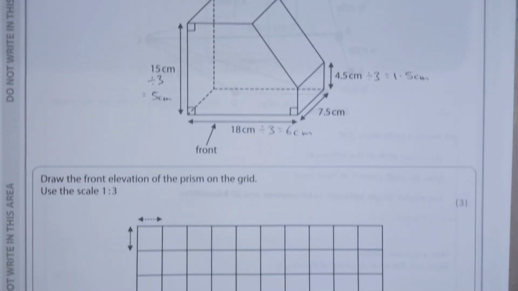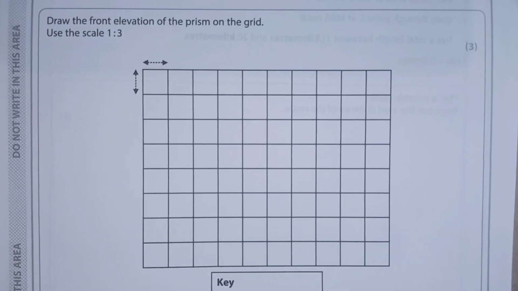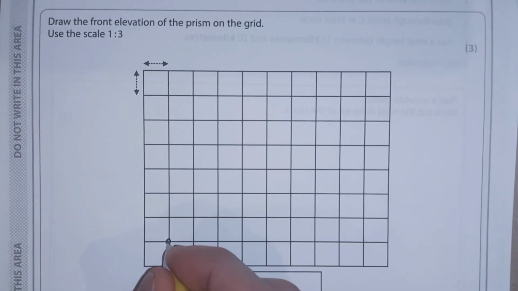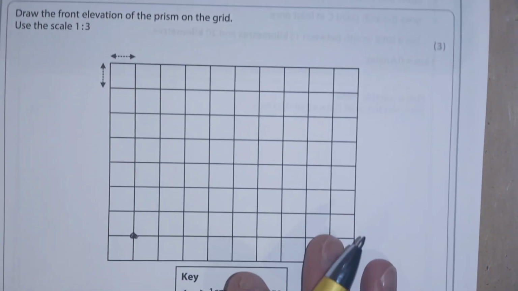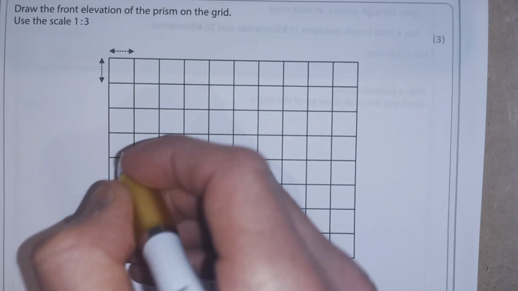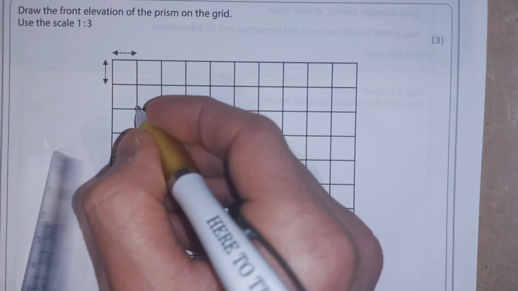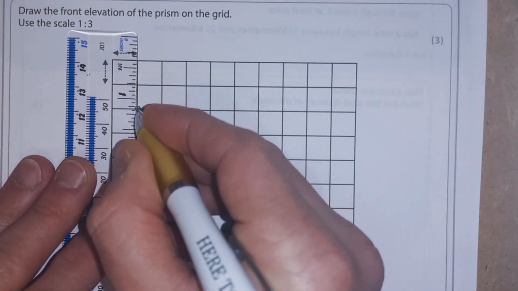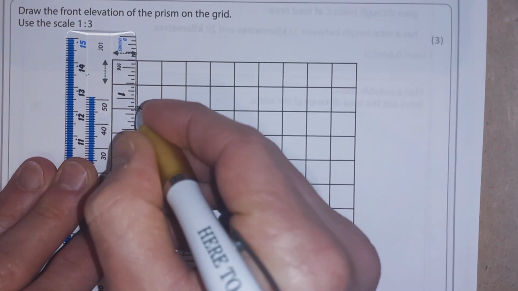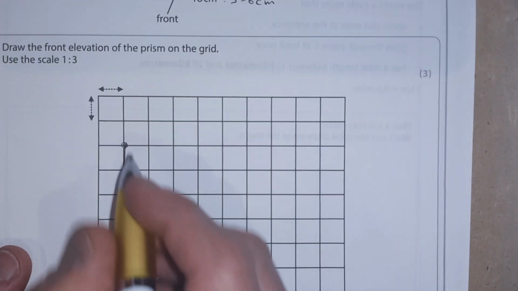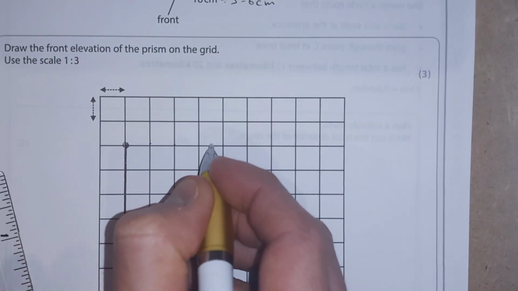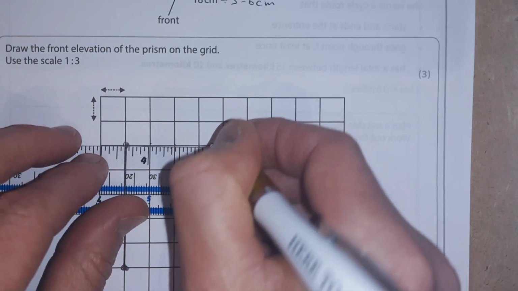Right, so let's go down to our grid now. We want to draw it on here. Let's have our bottom corner, say, down here. And we need to go up 5 centimetres. So 1, 2, 3, 4, 5. On there. Then we need to go across 3.5 centimetres. So 1, 2, 3.5.